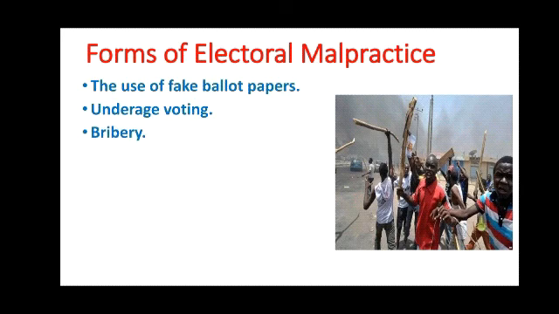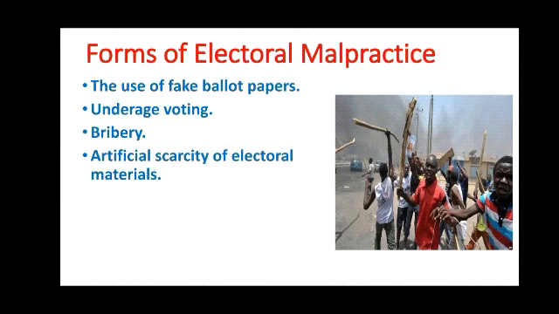There is bribery. Some politicians bribe candidates, and even some politicians bribe electoral officials and even electorates, just to buy the votes. Again, we have artificial scarcity of electoral materials. Some electoral materials are made scarce in areas where the opponents may have popular votes.